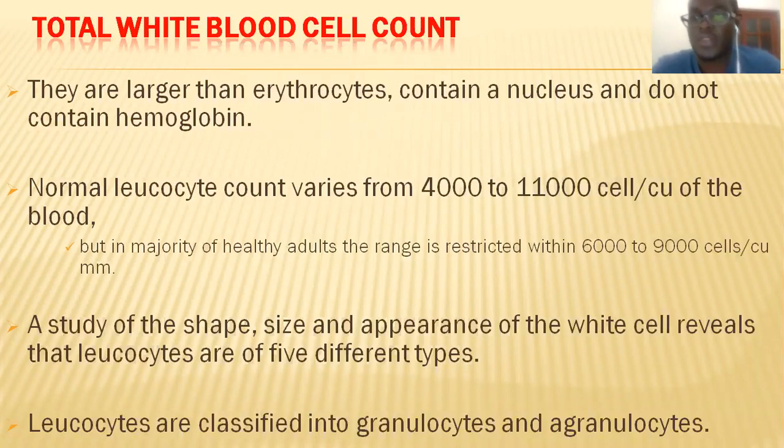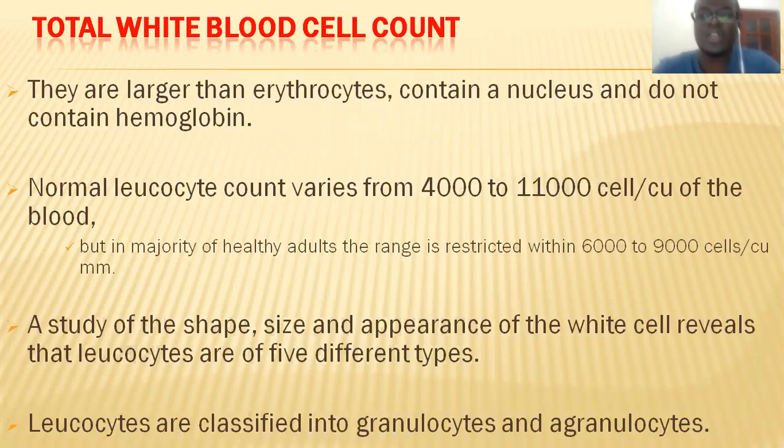This is just a normal procedure that is done in labs. In general, white blood cells are larger than red blood cells. So in terms of size, they are larger than erythrocytes, and they also contain a nucleus and do not contain hemoglobin. White blood cells have a nucleus. Red blood cells don't have a nucleus. A maturing red blood cell goes through a stage where it loses the nucleus, so there is ejection of the pyknotic nucleus. Then it becomes a reticulocyte, and the reticulocyte can mature into a red blood cell.